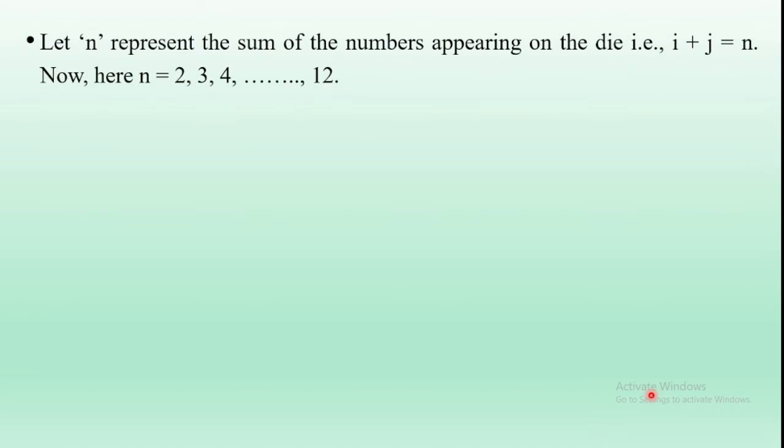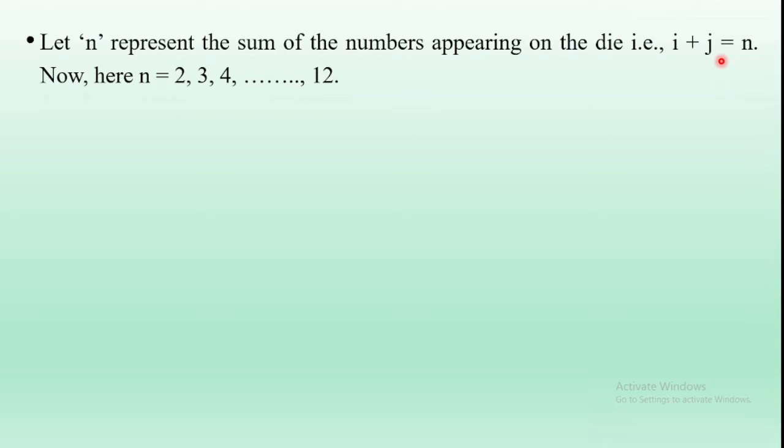Let small n be the sum of the numbers appearing on the dice. That is, small n is equal to i plus j, where i is the number showing on the first die, from 1 to 6, and j is the number showing on the second die, from 1 to 6.